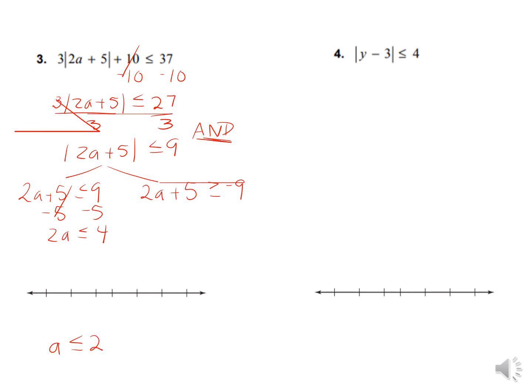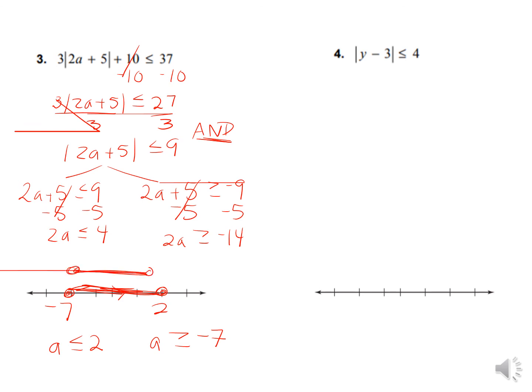Okay? Then over here, minus 5 from both sides. I get 2a is greater than or equal to negative 14. Divide by 2, and I get a is greater than or equal to negative 7. So I'm going to put a closed circle at negative 7, and a is greater than, and then I'm going to put a closed circle at 2, and a is less than. So my answer would be like barbells, okay?